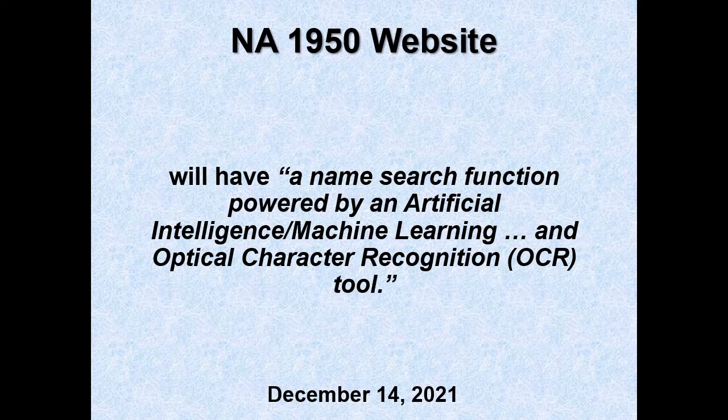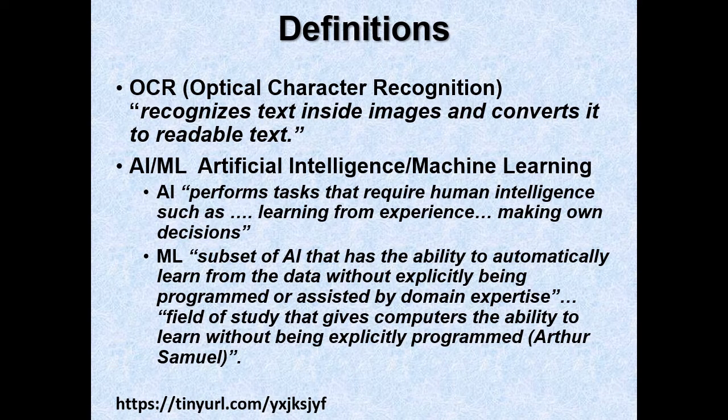Well, sometimes people use big words for simple processes. So I think we need to define these terms. I found a website that did that on the bottom. OCR recognizes text, including handwriting, inside images and converts it to readable text. As to this artificial intelligence machine learning, AI performs tasks that require human intelligence, such as learning from experience, making own decisions. What do they learn from? ML is a subset of AI that has the ability to automatically learn from the data without explicitly being programmed or assisted by domain expertise. And another quote from Arthur Samuel is a field of study that gives computers the ability to learn without being explicitly programmed.